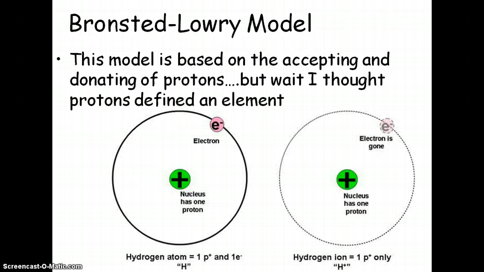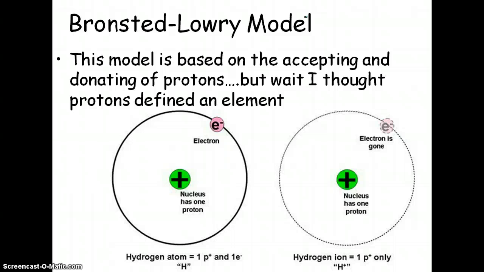All right, the next model is Bronsted-Lowry's model. His model is based on the accepting and donating of protons. But wait, I thought protons defined an element. Well, they do, but when you're thinking about a hydrogen atom, let's talk about the atom first. Hydrogen atom has only one proton, no neutrons, and then one electron. When it loses that electron, it becomes the hydrogen ion, which is H plus.